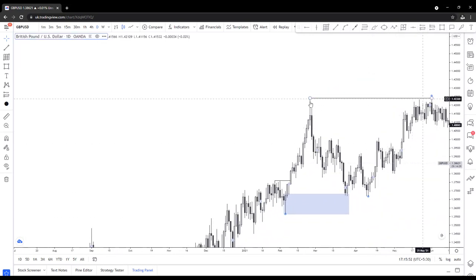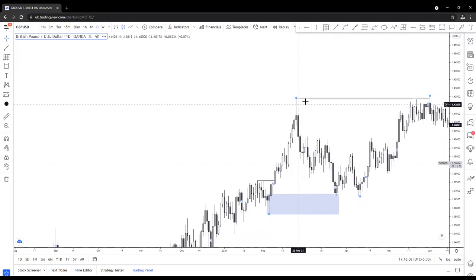I told you that while taking external range liquidity, a breakout structure happened right here. You see that? This is a breakout structure plus a liquidity grab. Why do I tell you this is external range liquidity?